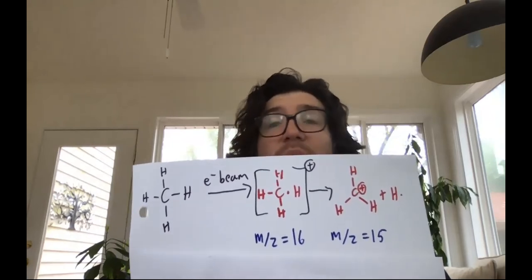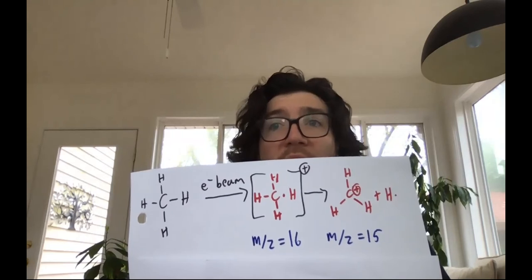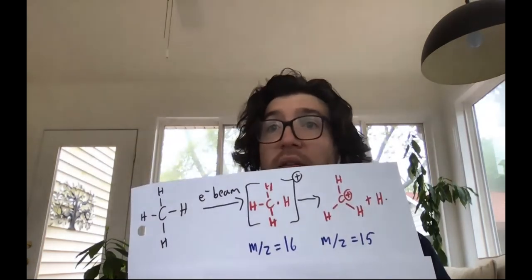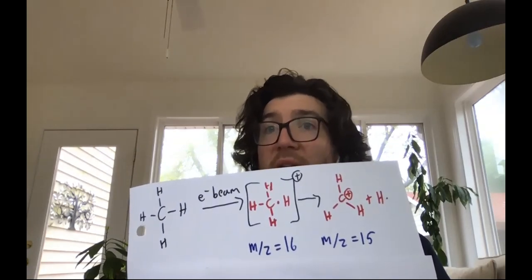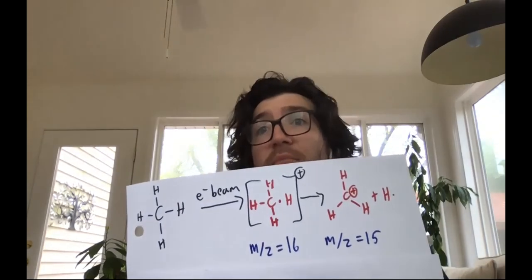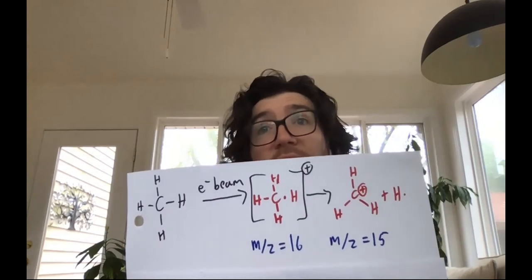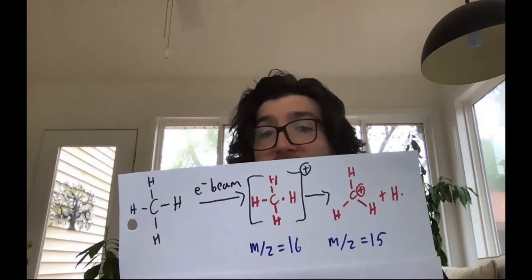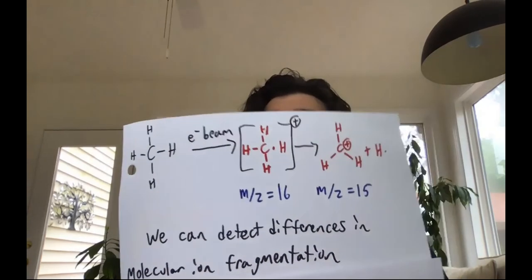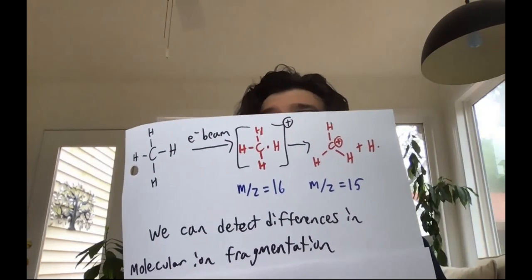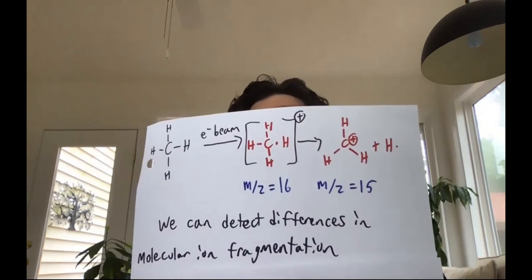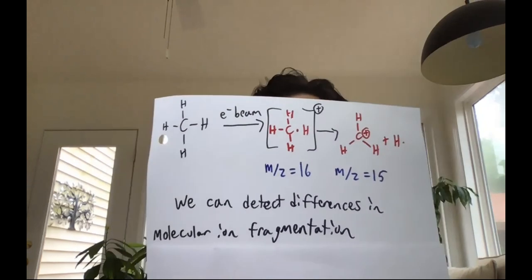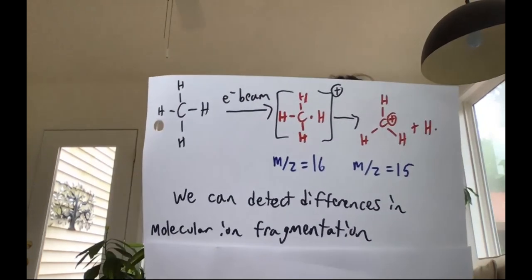But then, just like we talked about before, you generate a radical and a carbocation. Well, there's only one radical to make, and that's the hydrogen radical and the methyl cation. So this new cation has a mass over charge, m over z, of 15. And so we can carefully record how much of the m over z equals 15 and 16 in order to establish differences in molecular ion fragmentation. And these differences in fragmentation are going to be how we can analyze much more complex molecules than just methane. And this was section 14.8.